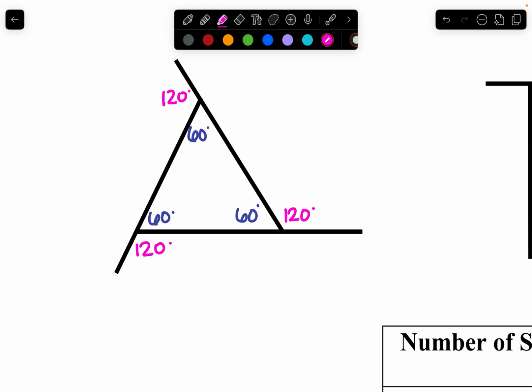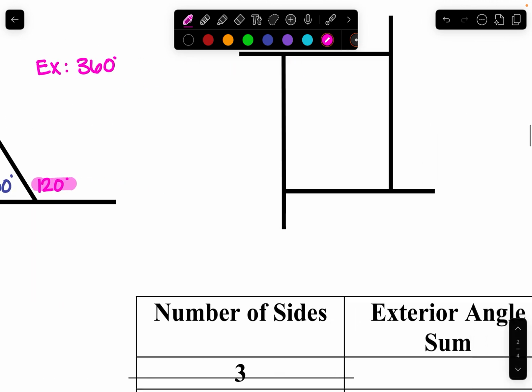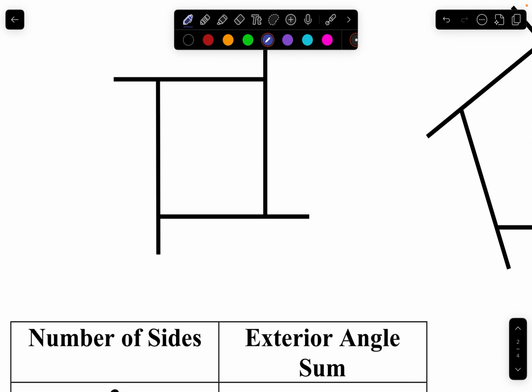If you take each of these exterior angles and add them together, you get that the exterior sum is going to be 360 degrees. Nice, easy, nothing crazy about that. When we come over here, we have a square. It doesn't look like a square, but I promise it's a square.